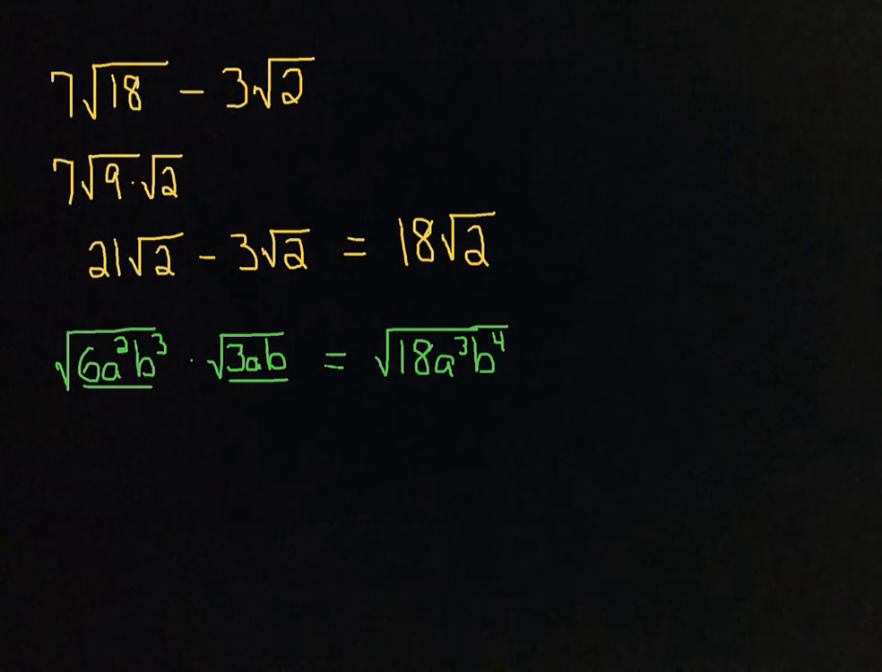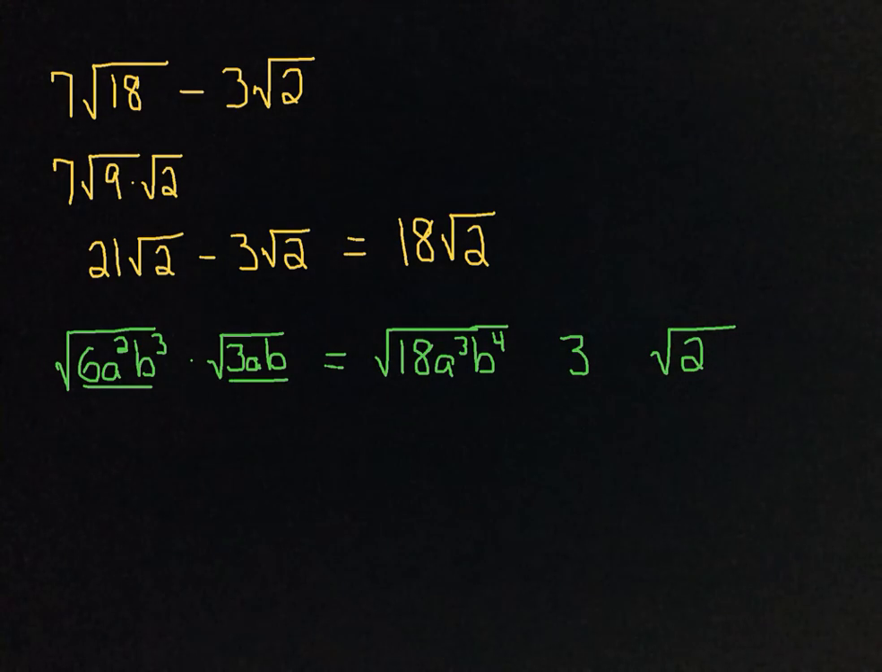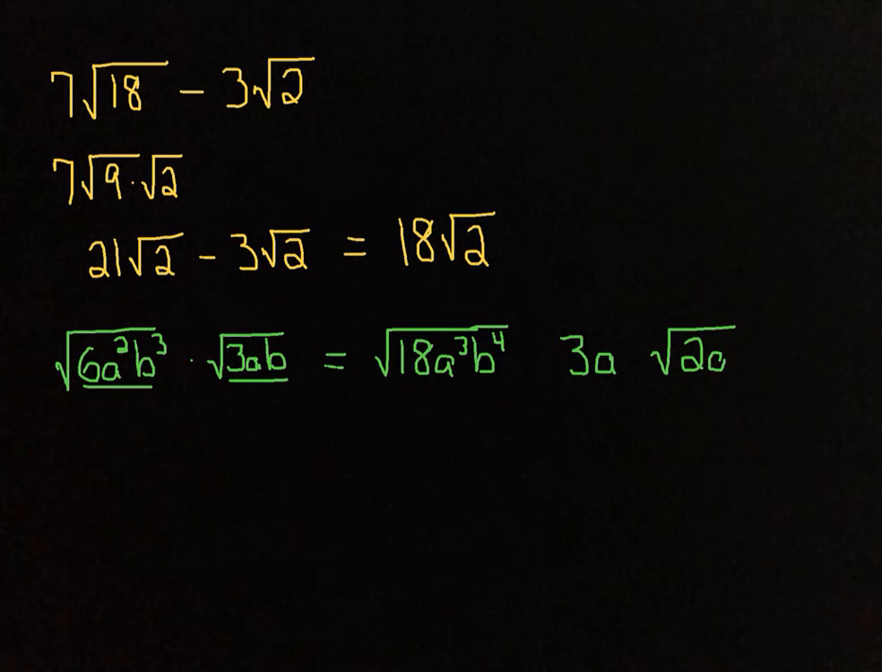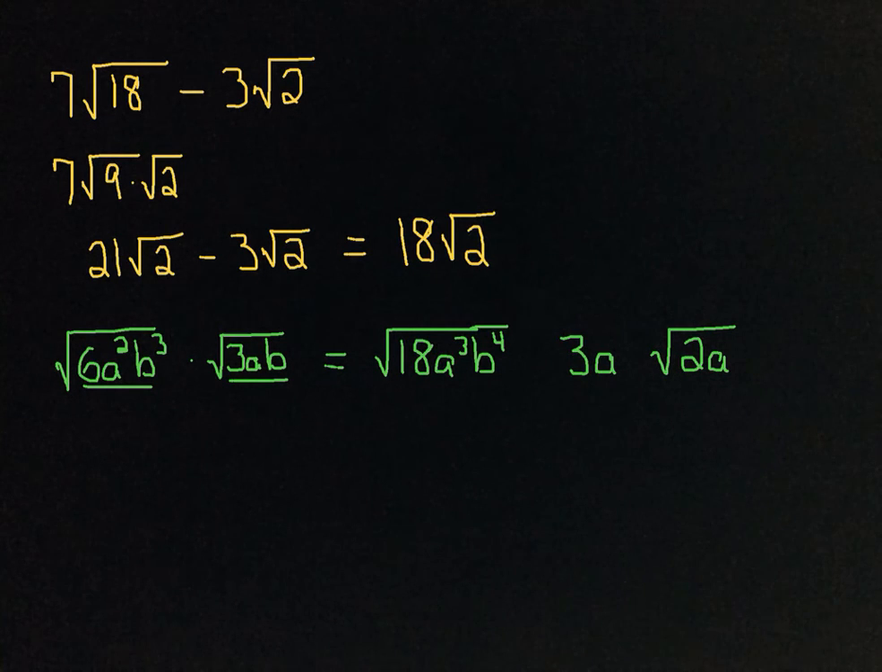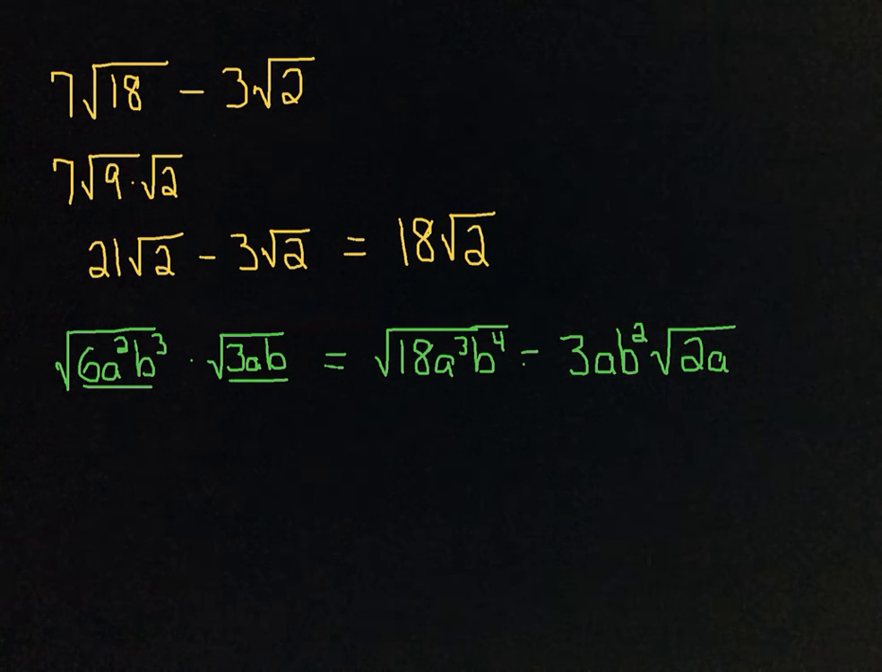Now, this can be simplified because the square root of 18, as we noticed in the previous problem, is the square root of 9 times the square root of 2, which is 3 square root of 2. So this is 3 square root of 2. Now with the a, the exponent is larger than the index, so you can divide and pull those out. 3 divided by 2 is 1, with 1 remainder left under. And with the b, 4 divided by 2 is 2, with no remainder. So this simplifies to 3ab squared times the square root of 2a.